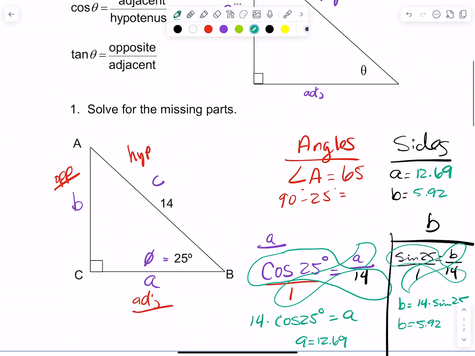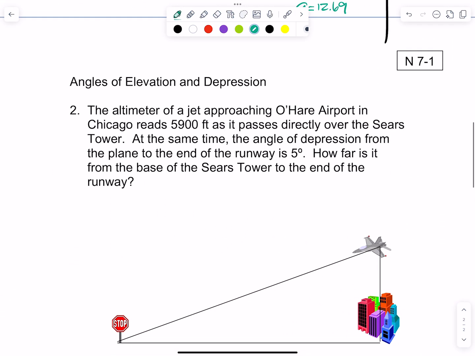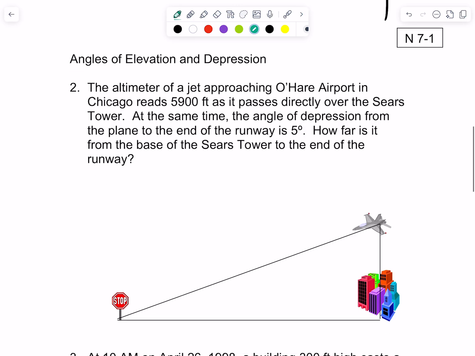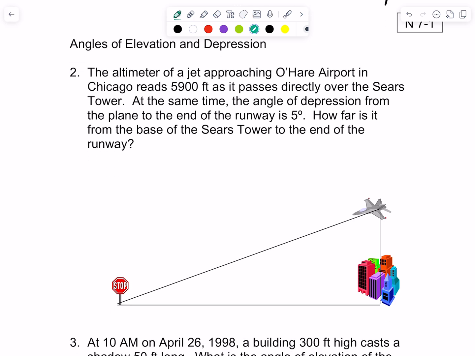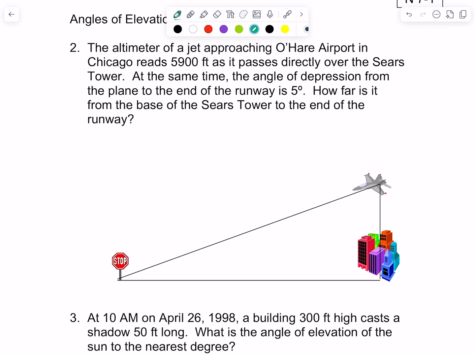All right, so we completely solved that triangle. Let's go to page 2. All right. So again, I'm doing what we did probably in 4 days, actually, now that I think about it. We're doing it all in one day. So let's look at number 2.